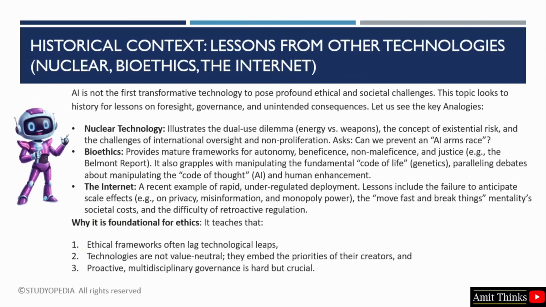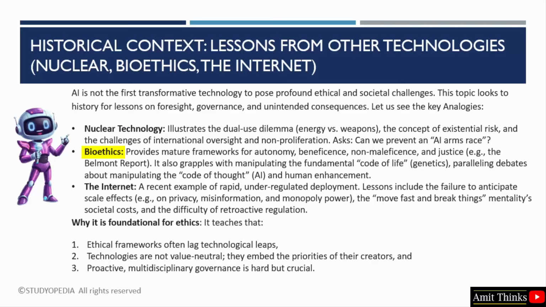The second one is historical context, that is lessons from other technologies: nuclear, bioethics and the internet. AI isn't the first tech to raise deep ethical and societal concerns. History offers key lessons in foresight, governance and unintended consequences. Let us see them. The first one is nuclear technology. Displays the dual use dilemma, that is energy versus weapons, existential risks and global oversight challenges. Raises the question, can we avoid an AI arms race?